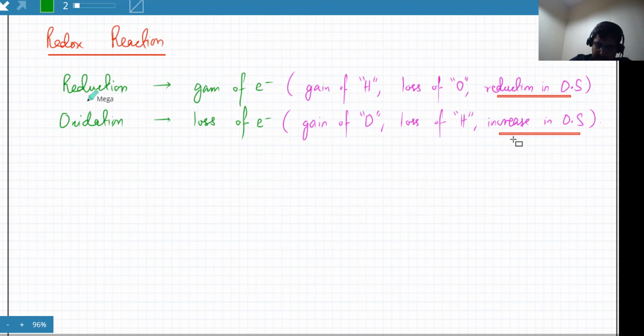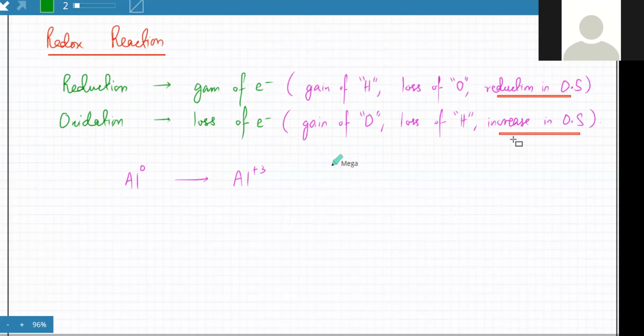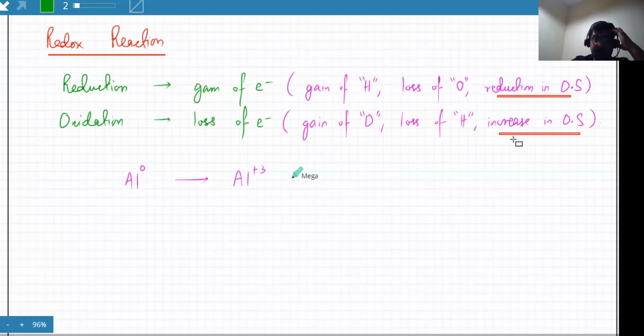Can anyone tell me what this is? Like aluminium goes from neutral to Al plus 3. So what's happening to the charge? Is it losing electrons or is it gaining electrons? Losing electrons. Okay, so it is losing electrons because there's an increase in oxidation state. There's an increase in charge. It goes from 0 to plus 3. And it lost exactly how many electrons? It lost exactly 3 electrons, and that's oxidation.